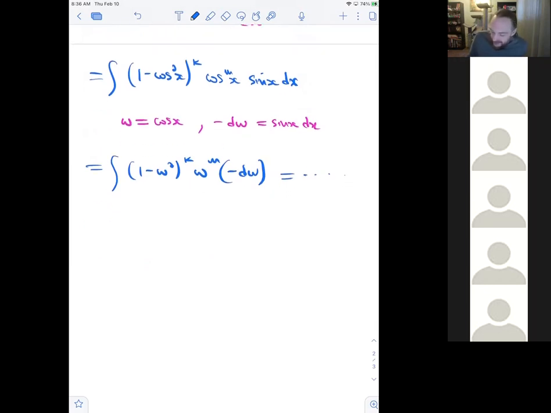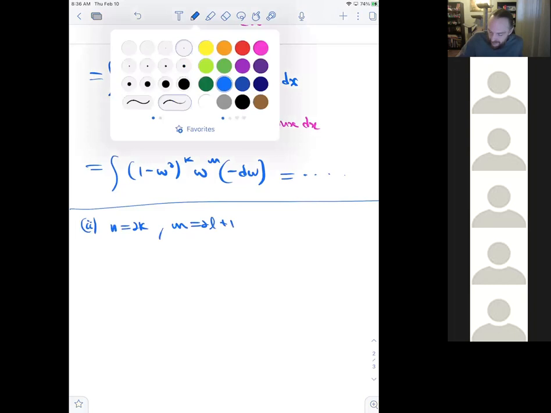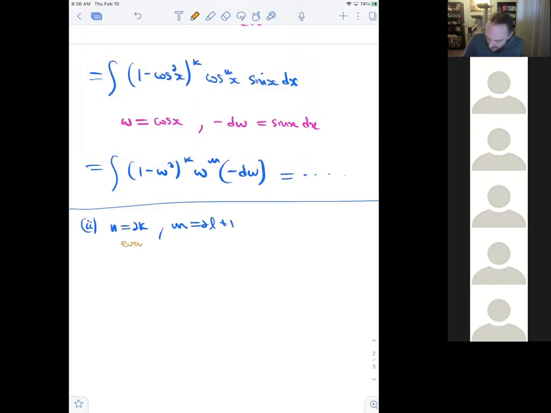I'll do some examples in a second. Case 2 is going to be the same thing, except now if n is even and m is odd. Now it's just the other scenario.